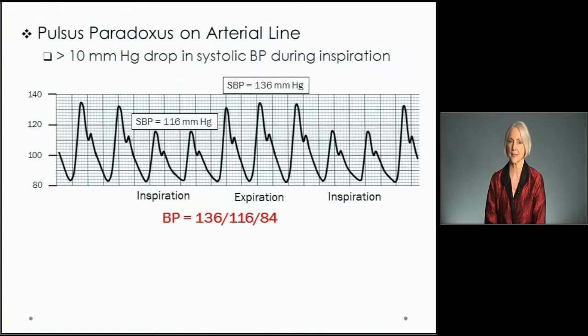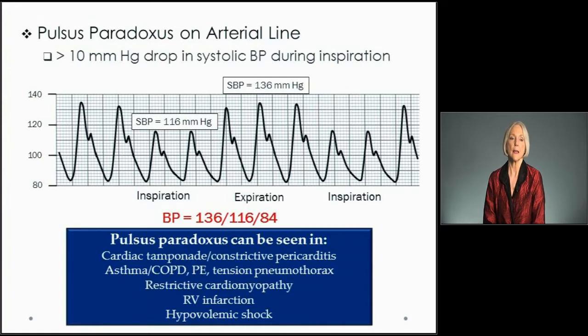It's a lot easier to see when you have an arterial waveform to look at. So if your patient has a radial artery line or any kind of arterial catheter in, you can see that swing in systolic blood pressure. In my example here, during inspiration, the systolic pressure is 116, but during expiration, it goes up to 136. So the way to chart this is 136 over 116 over 84, and again, that's a 20-point pulsus paradoxus. That will be seen with anything that restricts right ventricular filling.